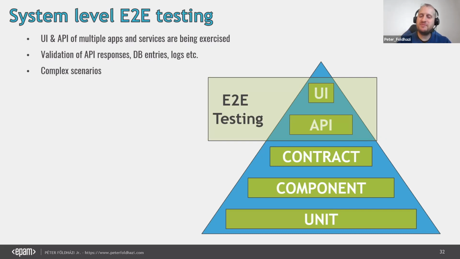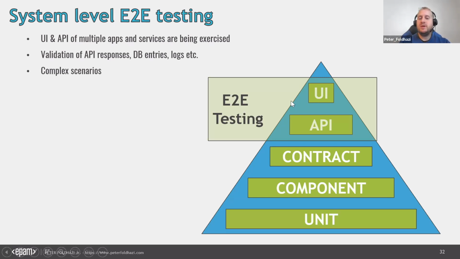So let me give you just one example where you have a UI level, API level, contract level, which is more of an integration level, and component level where you could actually leverage UI and API testing as well, but not against real services and real data, but without data, and of course unit testing.